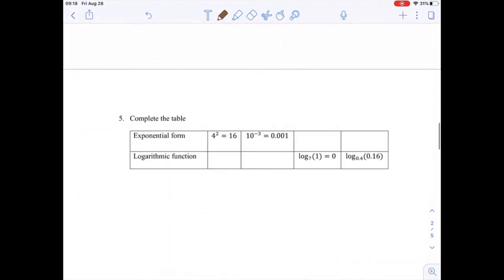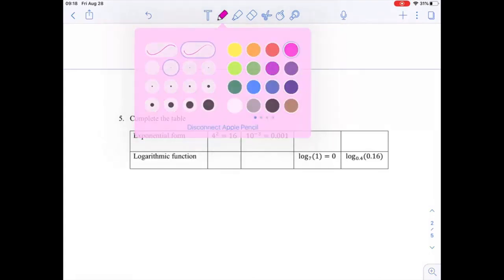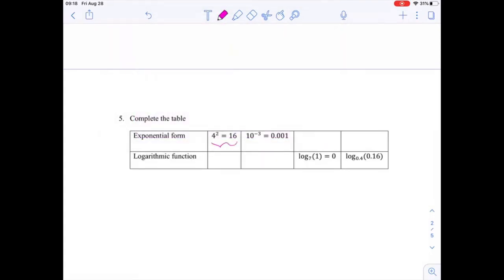Now the last thing is how to convert from exponential form to logarithmic form. Here we have exponential form, and we know that logarithm can represent the power. The power is 2, it's logarithm. What is the base? The base is 4, and we put 16 here. Similarly here, what is the power? -3, it's log. What is the base? It's 10, we don't need to write it, and we put 0.001 here.